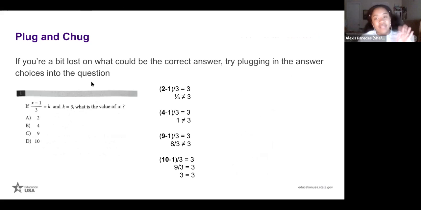This one's kind of a simplistic one, so it's realistic that you could just solve it and find the answer. But if you're pressed for time, or you just can't figure it out, or you forget how division works with algebra, you can literally just plug in all the answer choices and see which one gets you the right answer. As you see here, I did the steps: if you plug in 2, you get 1/3. If you plug in 4, you get 1. You plug in 9, you get 3/8. So when you plug in 10, you actually get 3, which is what K is equal to.